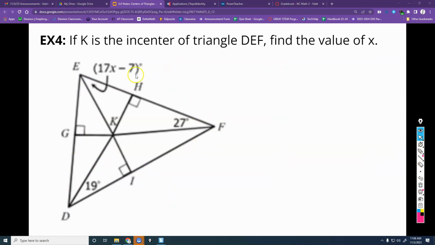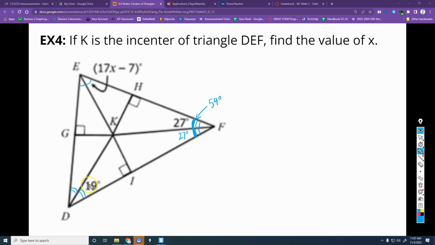Okay. So here's another example with an incenter, which means that this angle is congruent to this angle. This angle is congruent to this angle. This angle is congruent to this angle. So if I'm trying to find x, I've got to know what that angle is equal to, right? Which is possible because if this is 27, I know this is also 27 degrees, meaning that whole angle right there is going to be 54 degrees.